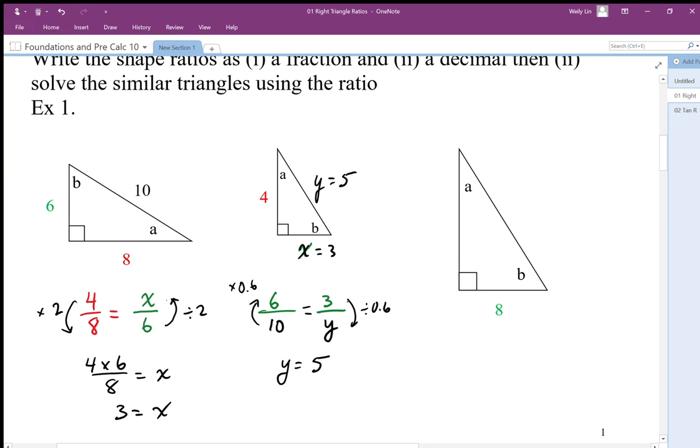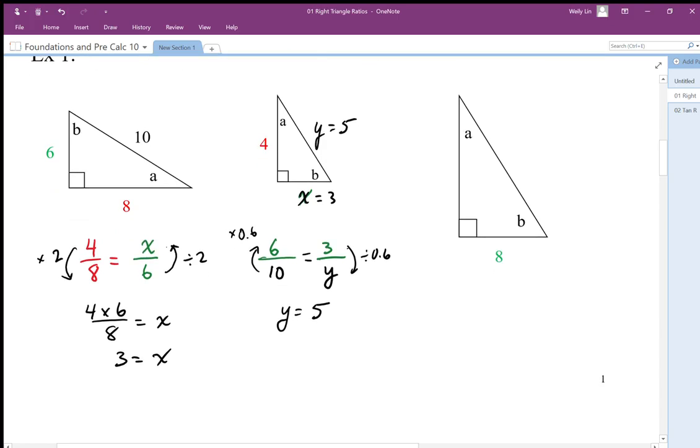And if we use our scale factor, this triangle is half the size of this one here, so that hypotenuse should be half the length, which is 5. Again, if you want, you could also solve this by cross multiplying. I get 6y equals 3 times 10, so y is going to be 30 divided by 6, and again we get the same value that way.